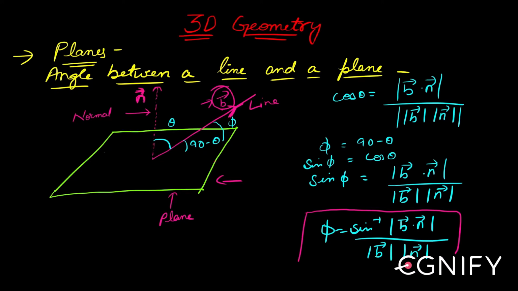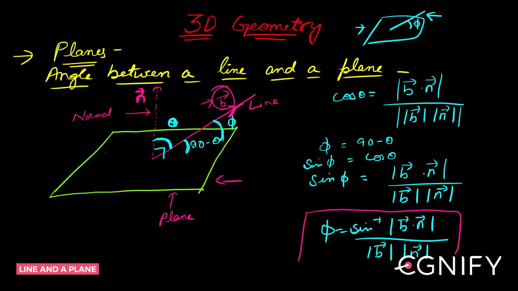It's very evident from the diagram that this is a 90-degree angle. If I can find this angle theta, then this will be 90 minus theta, and I'm naming this 90 minus theta as phi. So if my plane is like this and the line is like this, phi is what I'm looking for: the angle between the line and the plane. But I can't directly get phi. So I'll get theta and subtract theta from 90 degrees, and that will be my phi.